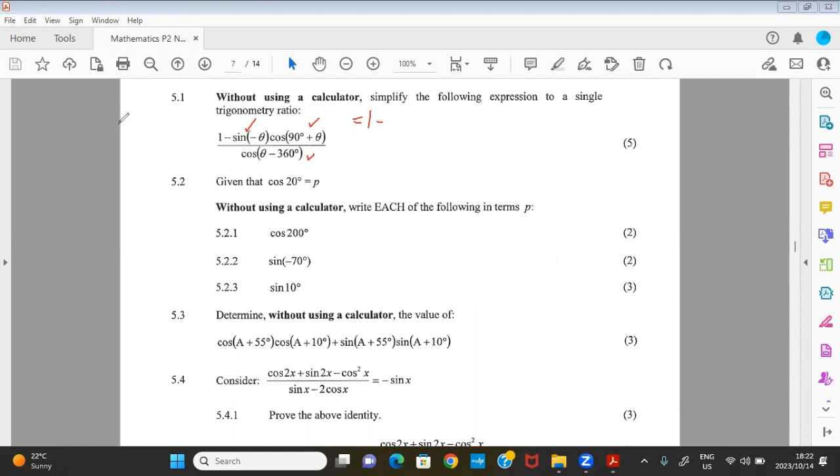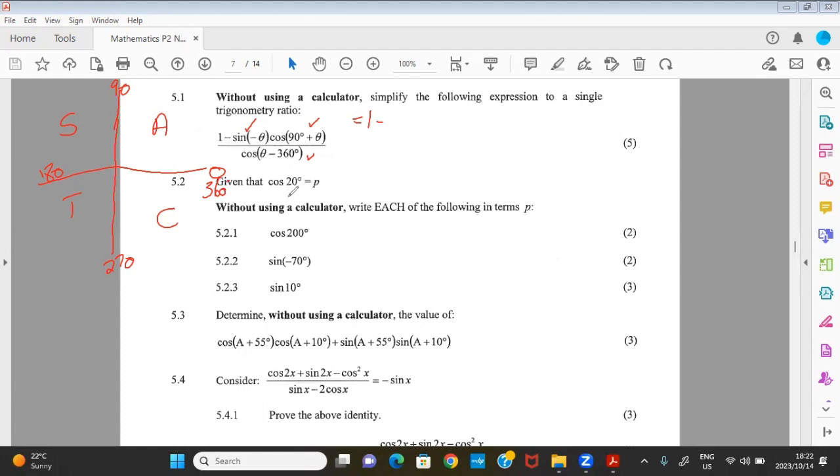So, you're also going to need your Cartesian plane here, your CAST diagram. So already we know, all students take care. Then we know the ratios, right? So here I have 0, 90, 180, 270, and then 360 here.